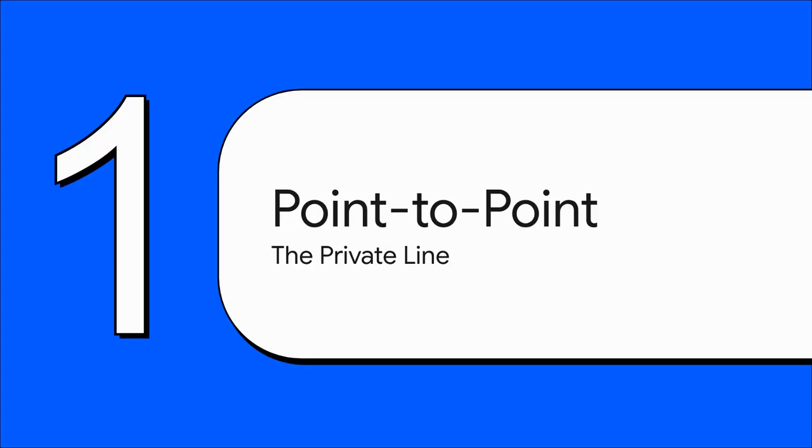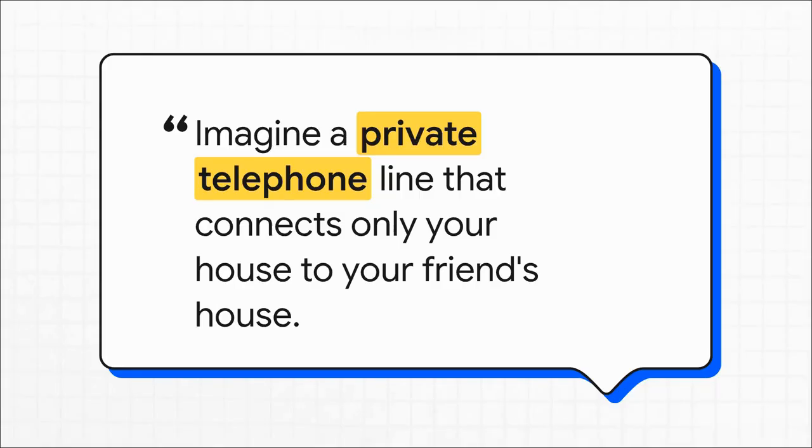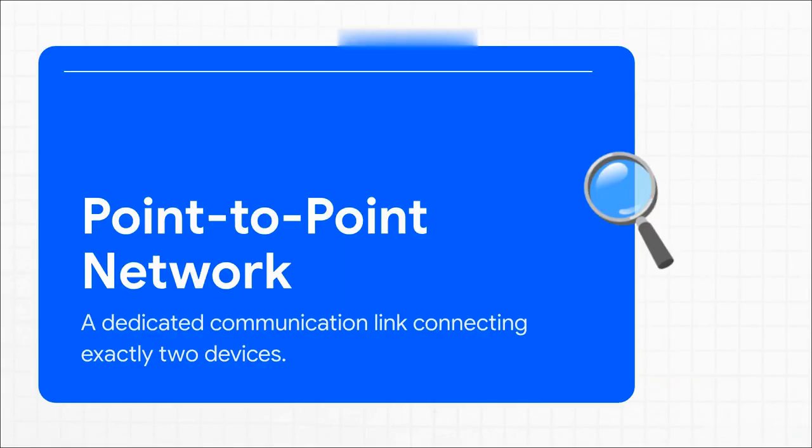Okay, so this is what we call a point-to-point network. And just like the name says, it's all about connecting two and only two points directly. This analogy of a private telephone line is the perfect way to think about it. Seriously, imagine no switchboard, no crossed wires, and absolutely no one else listening in. It is a completely dedicated link just for you and your friend. And in technical terms, that's exactly what a point-to-point network is.